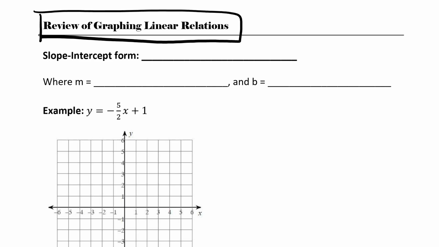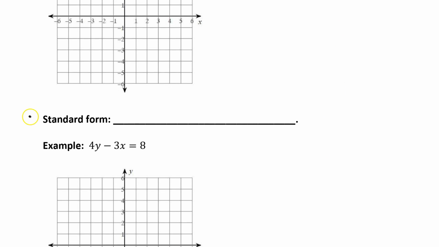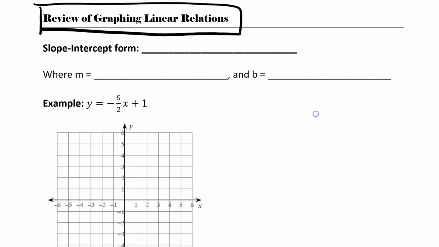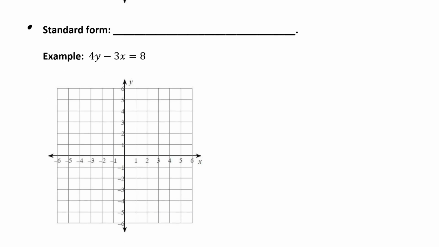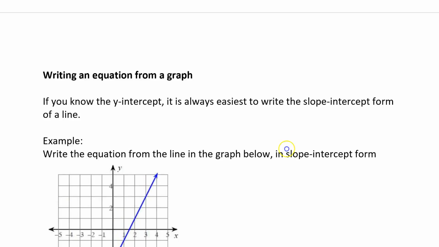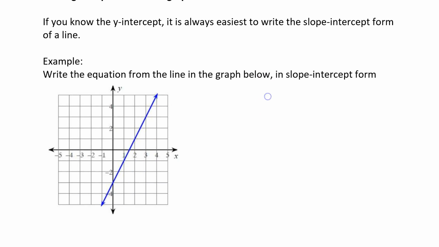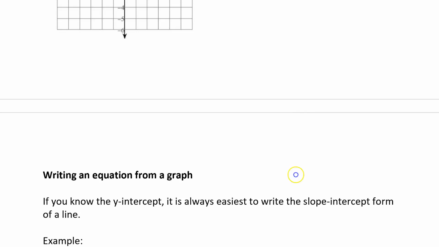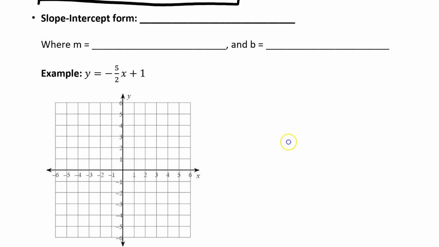There are a few forms. There's the slope-intercept form and there's also the standard form that you could be given. And the final example is going to be, here's a line, here's a graph of a line, give me the equation. So we'll go through all of those things.